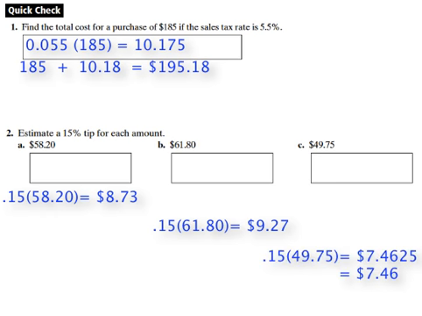0.15 times 49.75 is 7.4625. Because it's money, we have to round it to the nearest cent. So that means the tip would be $7.46.